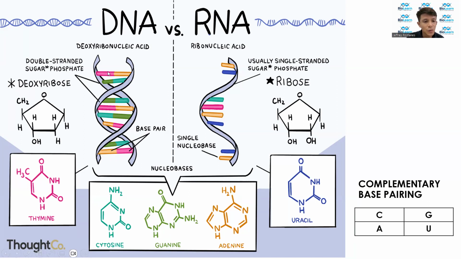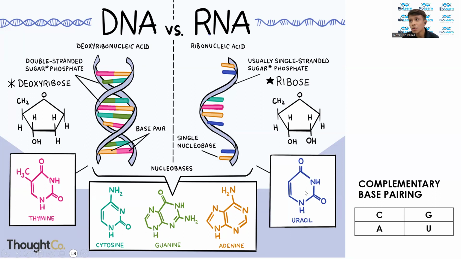All right. So for DNA, one of the differences is that it is double-stranded. Again, we have here the double-stranded DNA, while the RNA is a single-stranded structure. For the DNA, the nitrogenous bases are adenine, cytosine, guanine, and thymine. While for RNA, we have cytosine, guanine, adenine, and uracil.